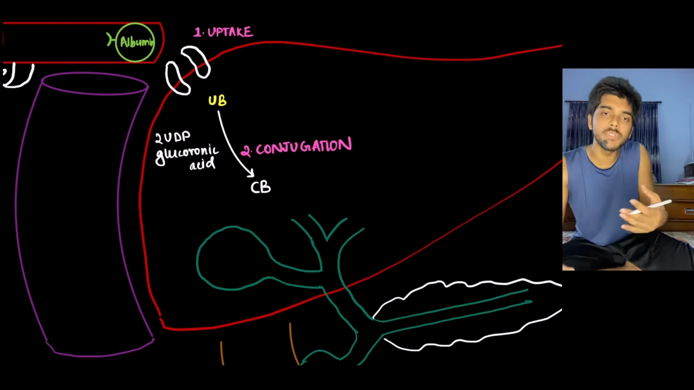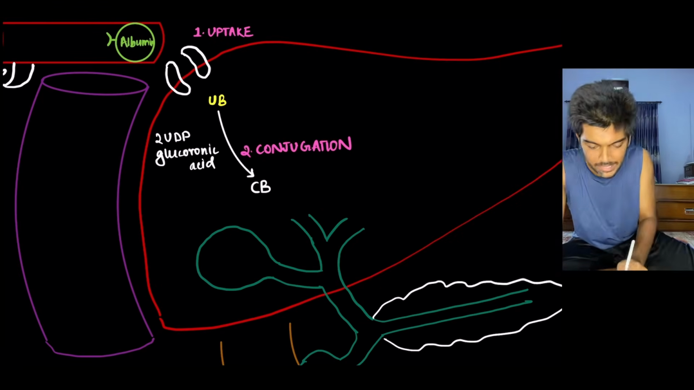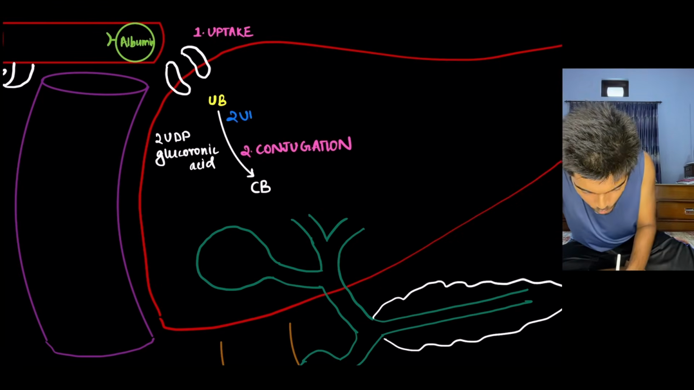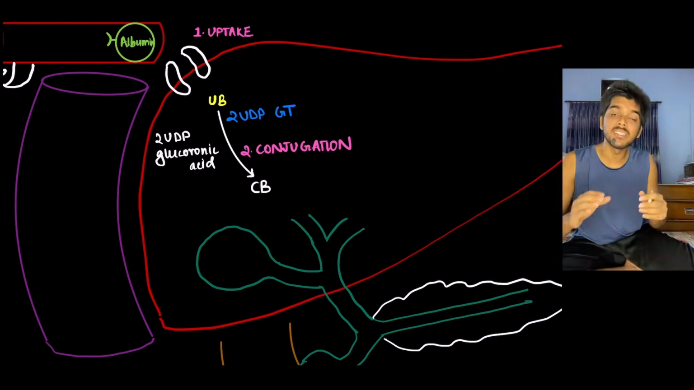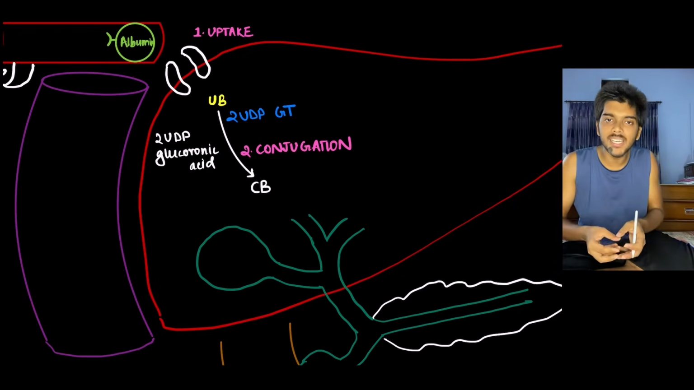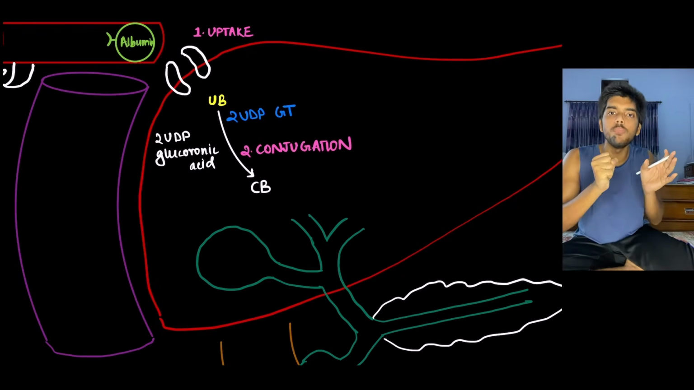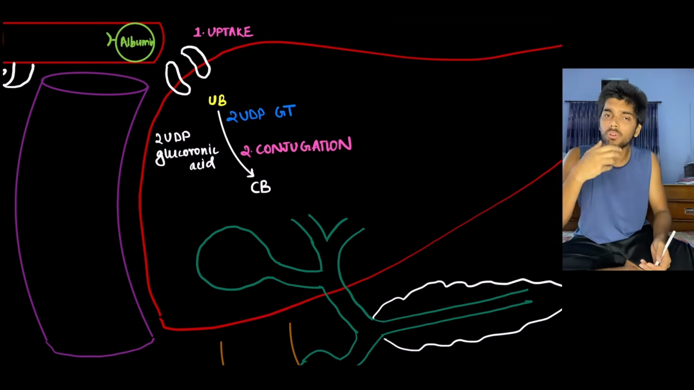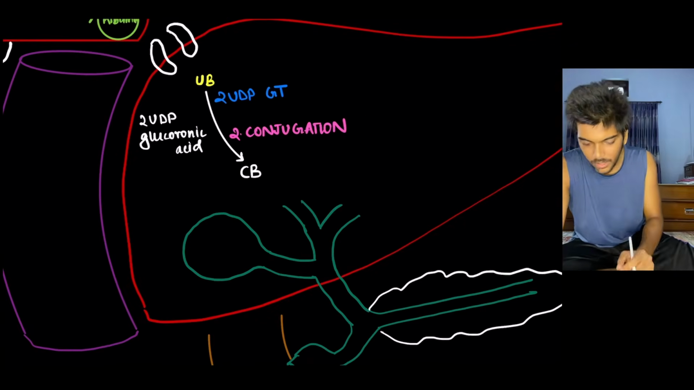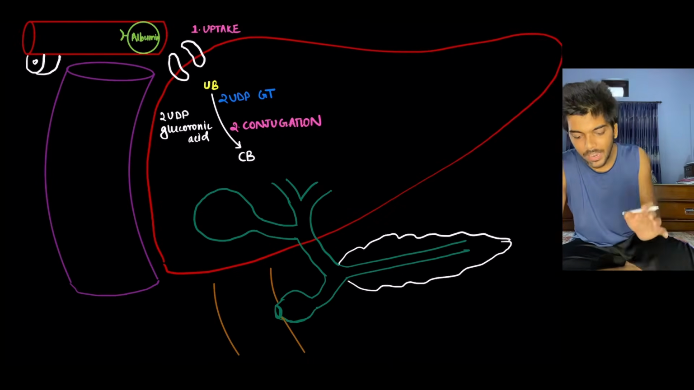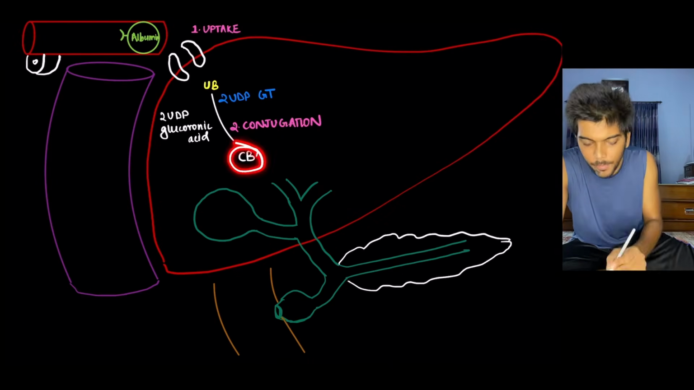Obviously, an enzyme is required for the metabolism to take place, and the enzyme is none other than UDP glucuronyl transferase, because the transfer of glucuronic acid is taking place. It's the glucuronic acid that is getting conjugated with the bilirubin. So glucuronyl transferase enzyme is required. With that, conjugation is done. So finally, you have conjugated bilirubin.